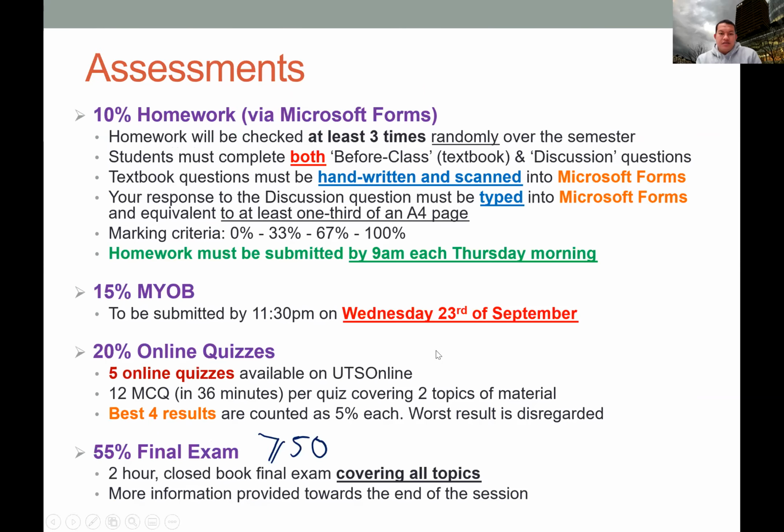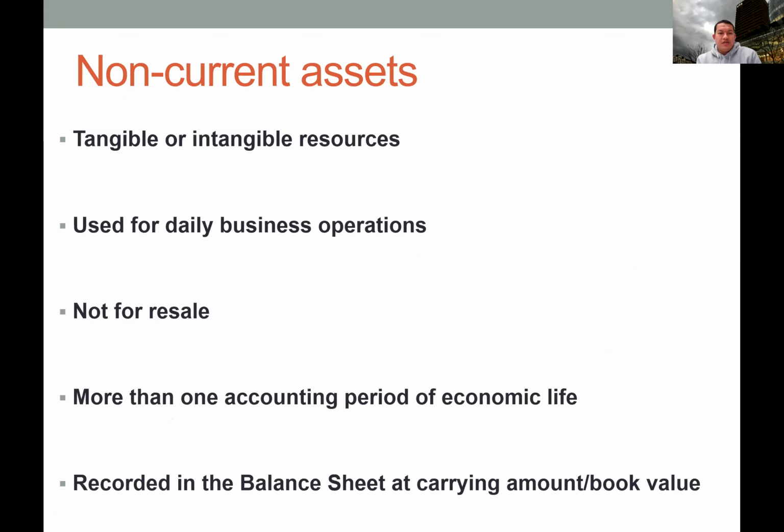Okay, so now let's start with our first topic, which is the non-current asset. Let's start with the characteristics of non-current assets. Basically, a non-current asset could be a tangible asset. A tangible asset is something that we can see and touch, so they have some physical presence, something like a vehicle, machine, buildings, or equipment. That could be a tangible non-current asset.